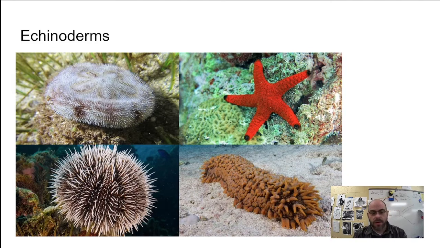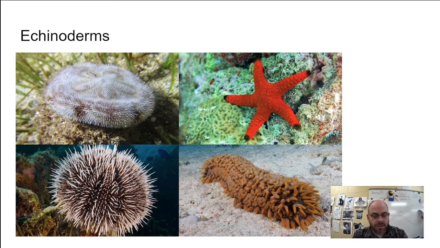Echinoderms. Echinoderm means spiny skin. So that's what you can expect to see. Echinoderms, these are things like sea stars and sea urchins and sand dollars and sea cucumbers. A couple things about them. They are spiny skin. They have an internal living skeleton. We're going to talk about that.